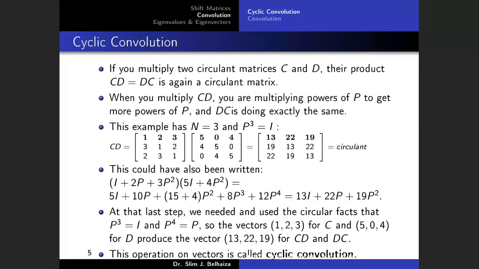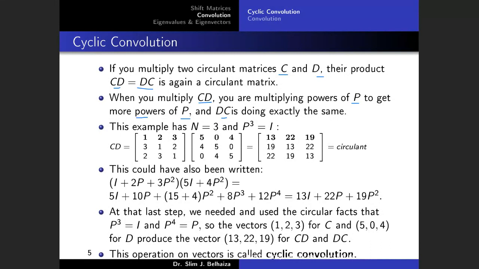We talked also about what we call cyclic convolution. So what is cyclic convolution? If you multiply two circulant matrices C and D, their product commutes, so you have CD equals DC. It's again a circulant matrix. When you multiply CD, you are multiplying powers of P to get more powers of P, and DC is doing exactly the same. So we did this multiplication.